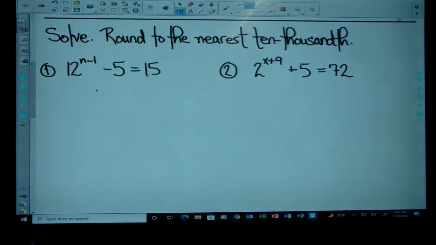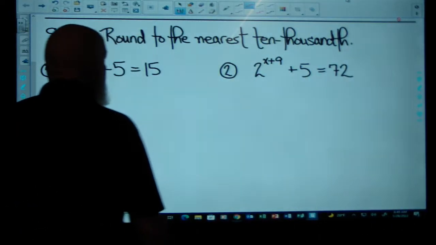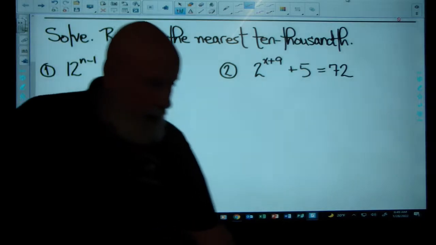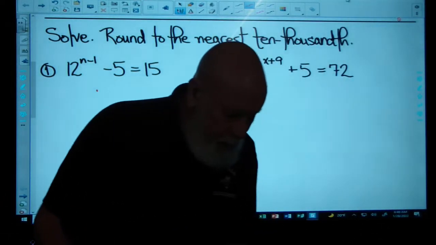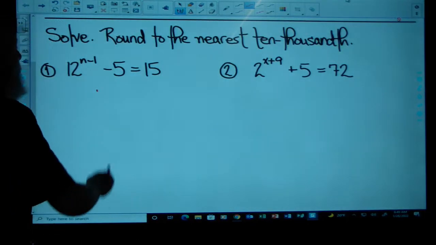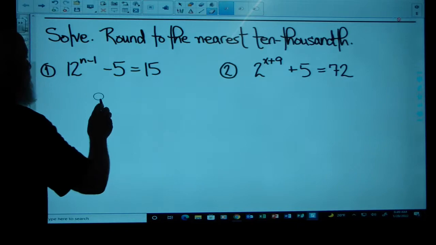See if I can get this out of the road. There we go. Solve and round to the nearest 10,000. So I've got to get a calculator handy, and I think I've got some keys over here. See if I can get them right or wrong. Here we go. I'm going to try to solve these puppies.